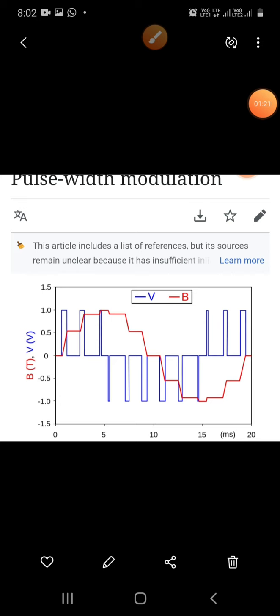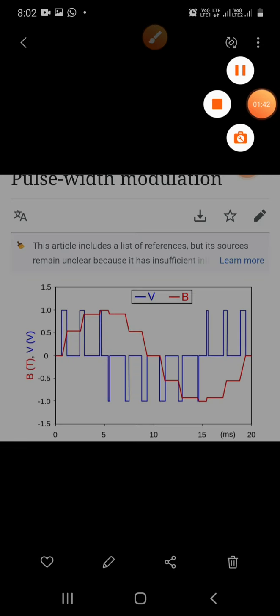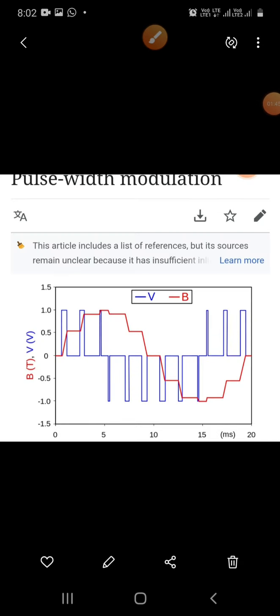When we come to the definition of PWM, it is also treated as pulse duration modulation, that is PDM. This is a method of reducing the average power delivered by an electric signal by effectively chopping it up into discrete parts. That means we are chopping the analog signal into discrete parts.